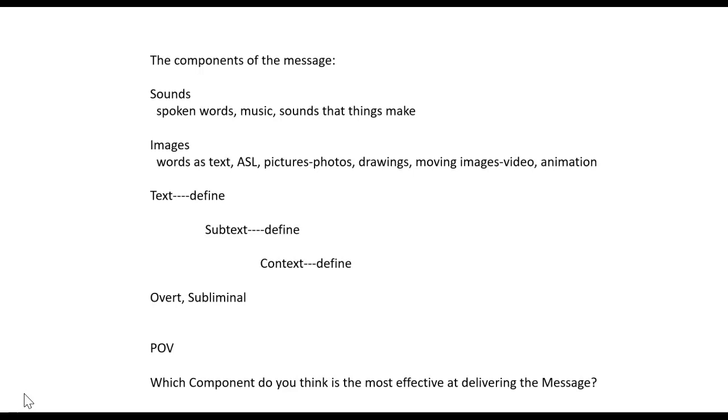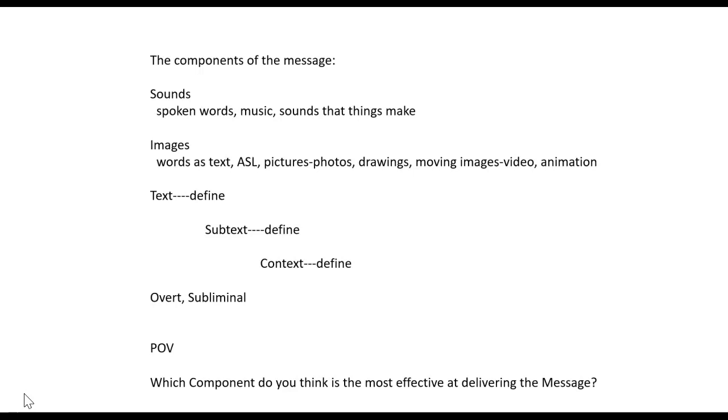Pictures, static pictures and photos, drawings. Then we've got moving images, which can be just animation, it can be video. These are some of the images that are used. Text. Text is an image, and it's the letters that make up words, and the words are symbols for things, and those symbols and images are created in our minds as we read the text.